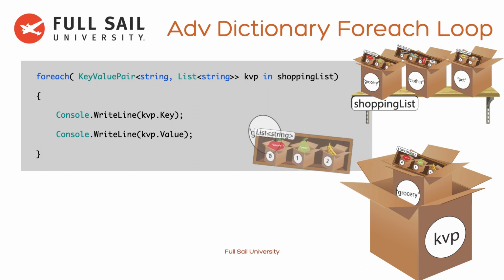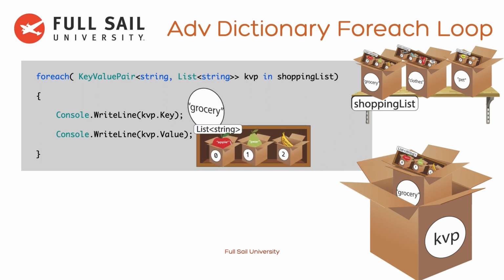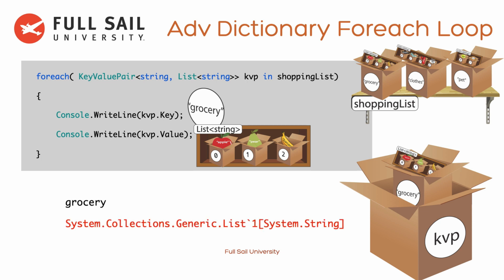But when we actually take a look at that, the kvp.Key would be a text string of grocery, and the kvp.Value would be this whole List<string>. And have you ever tried to output a whole list by itself? Well, here's what it gives you. Of course, the first Console.WriteLine will say grocery, and then the second Console.WriteLine will give you System.Collections.Generic.List`1[System.String], which is a mouthful, saying, hey, something is really wrong, because you can't output a whole list at one time.